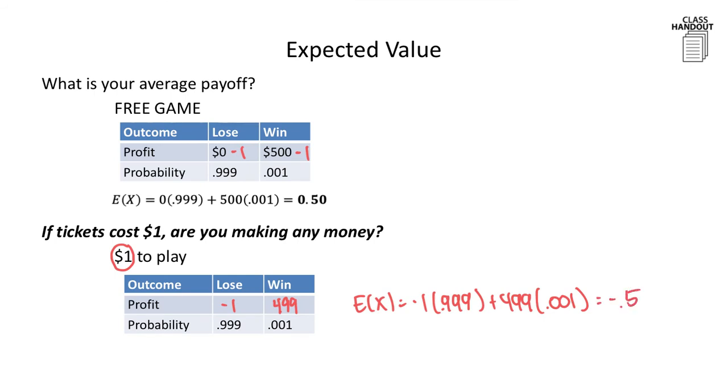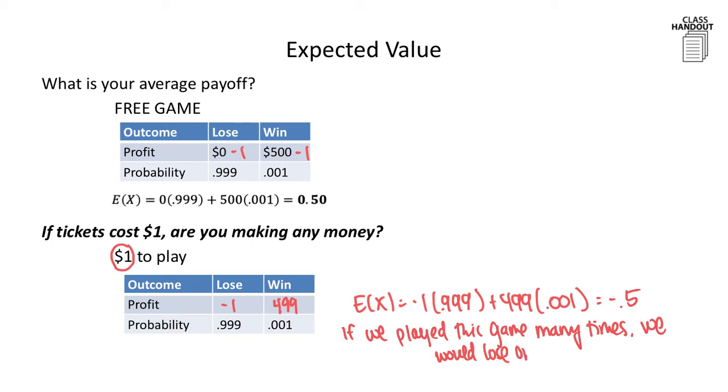So we would say if we were to play this game many times, we would lose on average 50 cents per game. So the reason in this case we're saying we lose is because our expected value is negative.